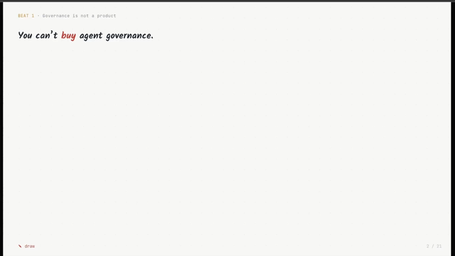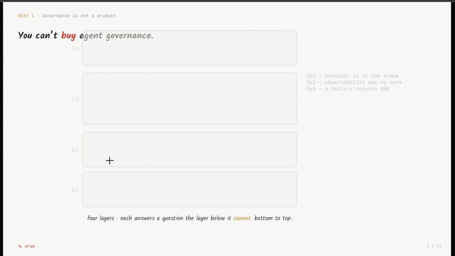So one thing to understand: you cannot buy a governance agent, or just go to someone and say, "I'm going to buy governance for my AI agents." The thing you need to understand is that governance is an architecture. It's a layered architecture you assemble yourself, and each layer is answering a question that the layer below cannot. So it's 4 layers, bottom to top.